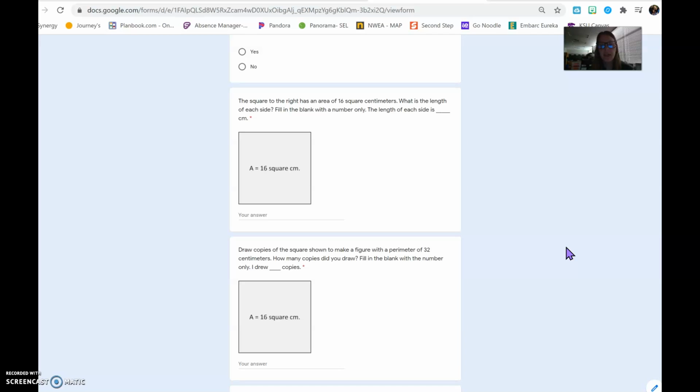The square to the right has an area of 16 square centimeters. What is the length of each side?